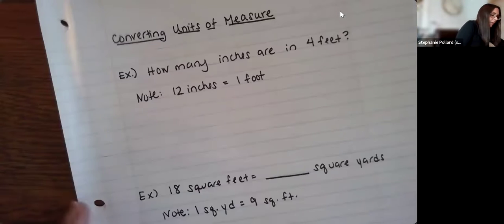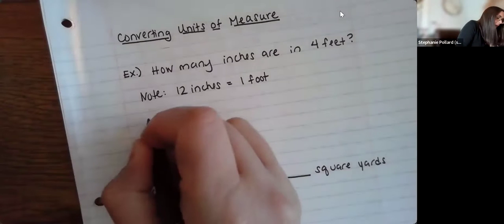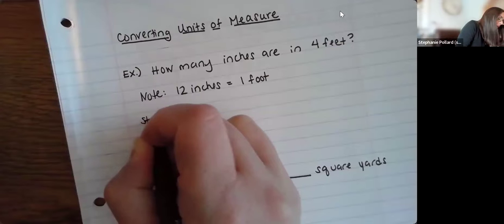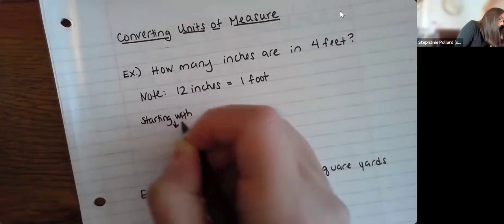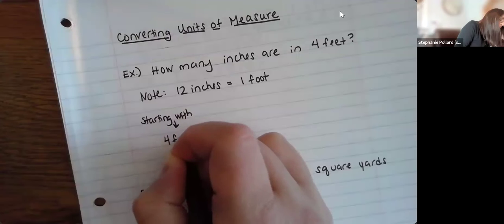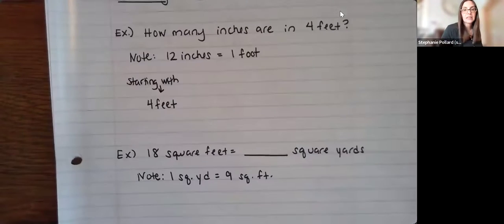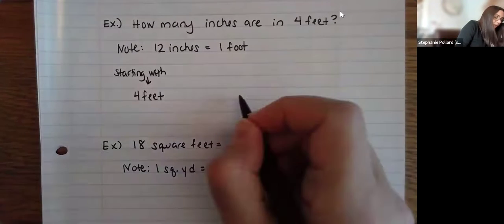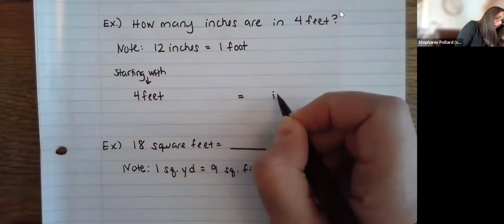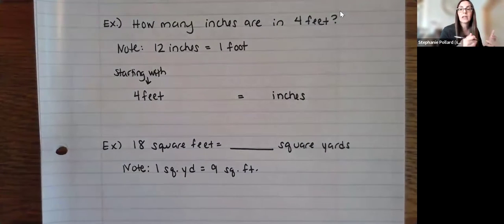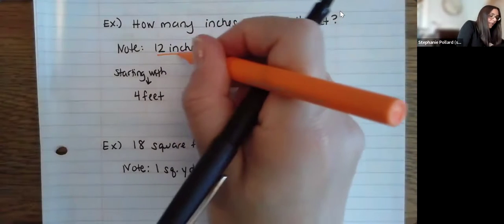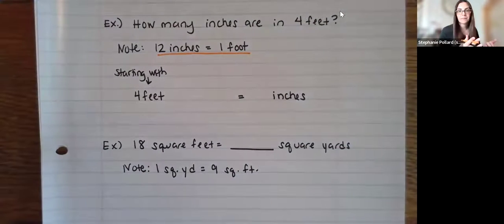So what I'm going to do is put here what I'm starting with. Again, there are different ways you can do this, but this is one way to do it. I'm starting with 4 feet, and I would like to get to something in inches, right? So what I need is some sort of ratio or rational expression that relates feet and inches together. And the one that I have is here, that 12 inches is the same as 1 foot.